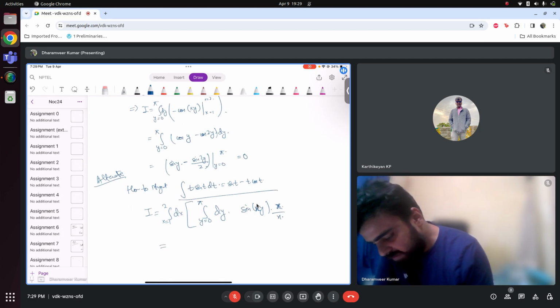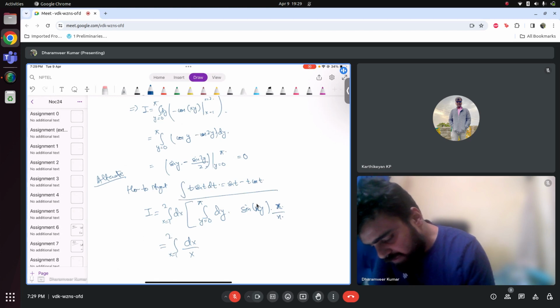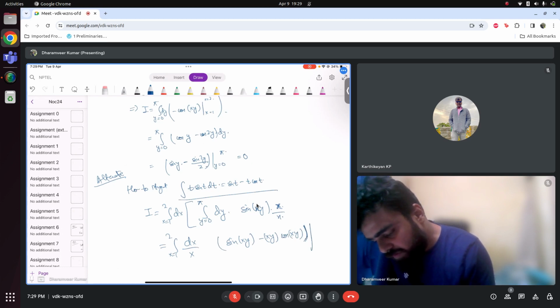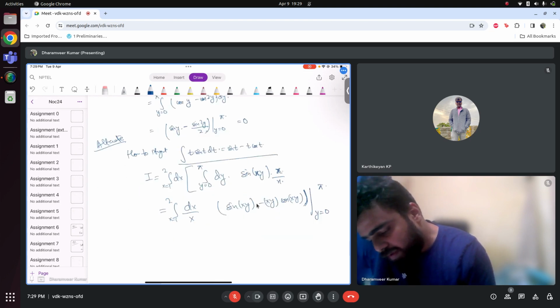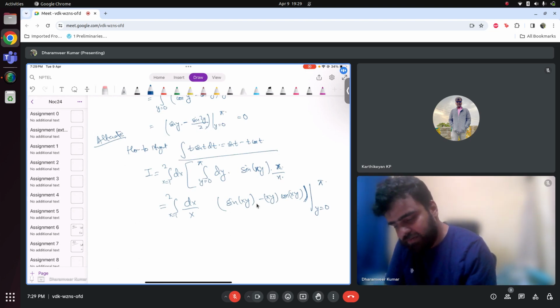This implies dx over x from x equal to 1 to 2, and this thing, again with change of variables, what you can do is it's nothing but sine xy minus xy cos xy, and you have to put y is equal to 0 to pi. This term will vanish for 0. What happens at pi?